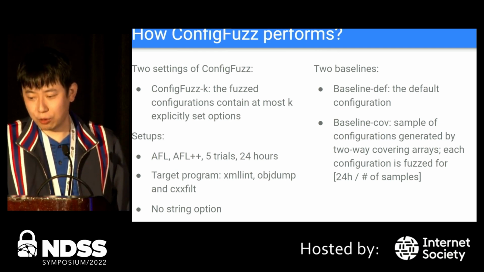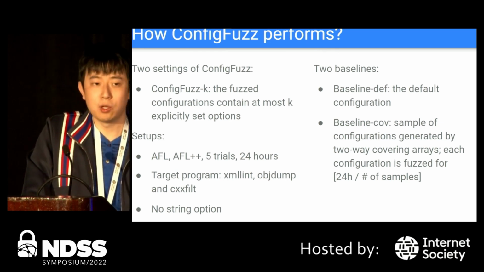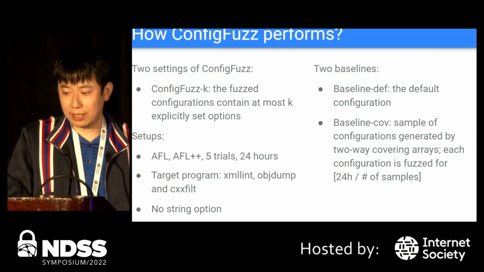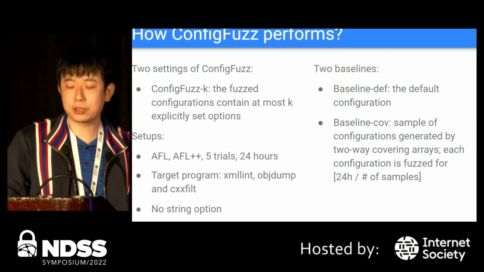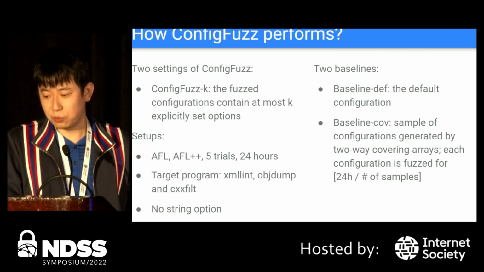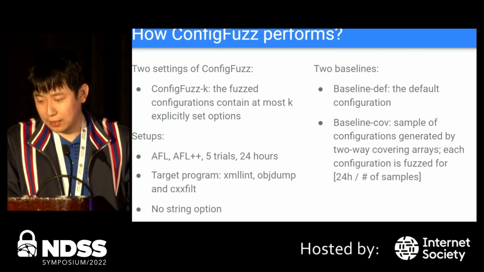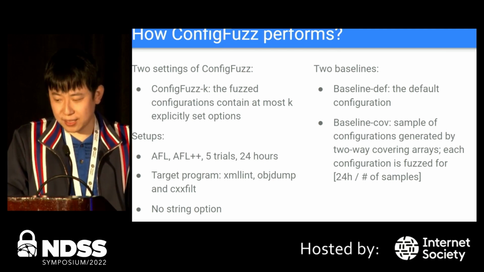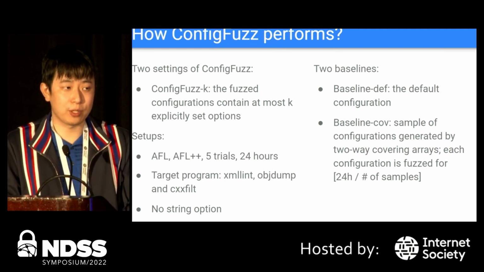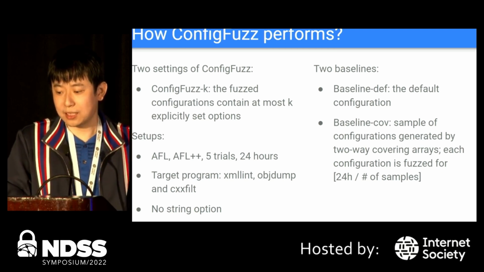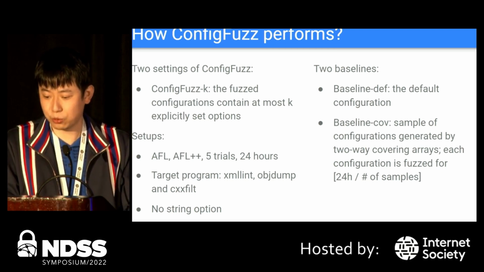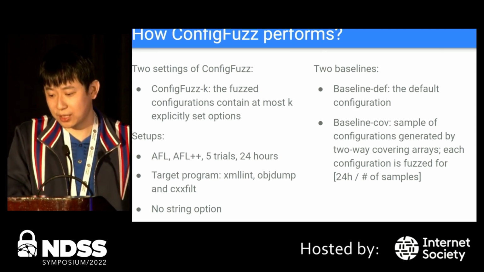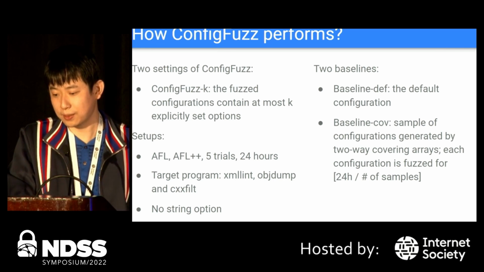So to figure out how effective ConfigFuzz is, we did a preliminary evaluation experiment. We explored two settings of ConfigFuzz. We specified there are at most 1 and 2 explicitly set options in ConfigFuzz, and we call the settings ConfigFuzz1 and ConfigFuzz2. We run two fuzzers, FL and FL++, with ConfigFuzz on three target programs.